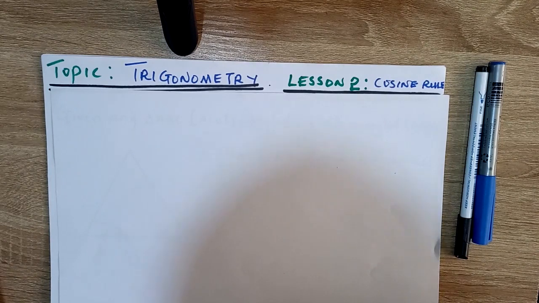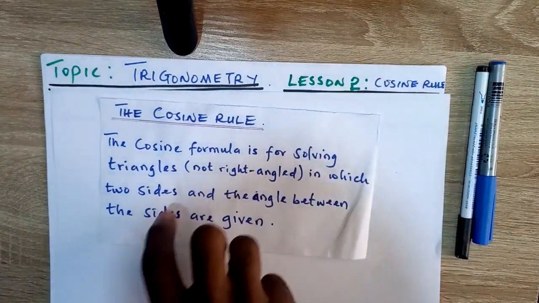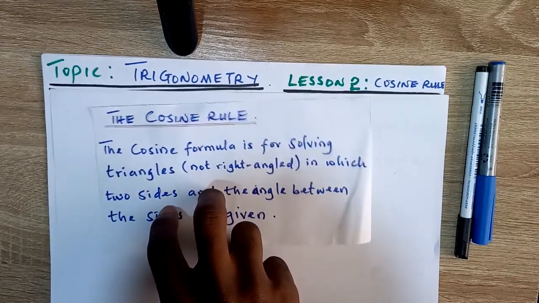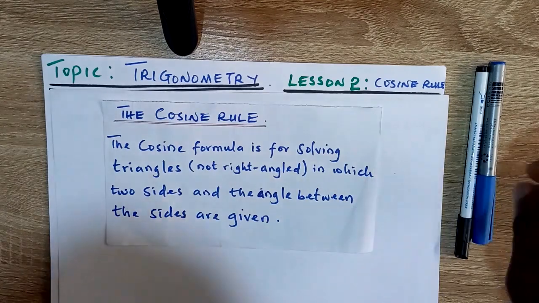In our last class we discussed the sine rule, which can also be referred to as the sine formula. So today we are looking at the cosine rule, which could also be referred to as the cosine formula. As we know, the sine and cosine rules are basically used for solving problems on triangles. That is, we use them to find either the angles or the sides of a given triangle.